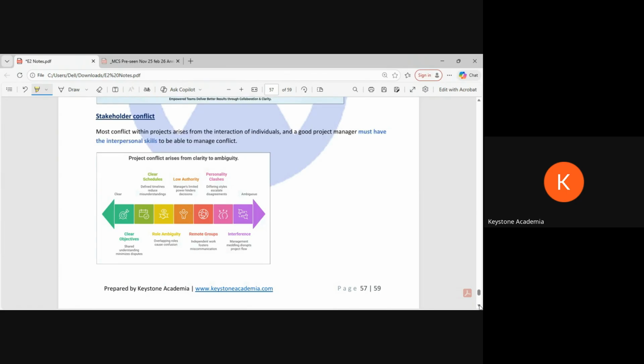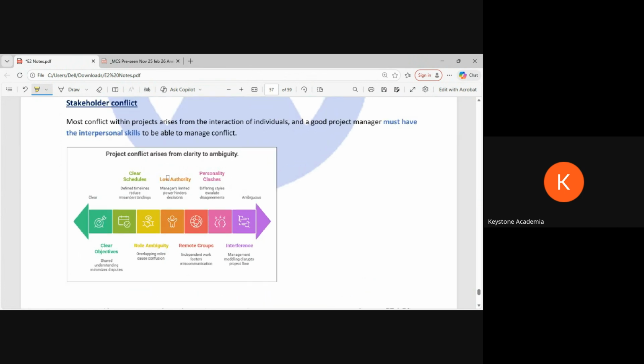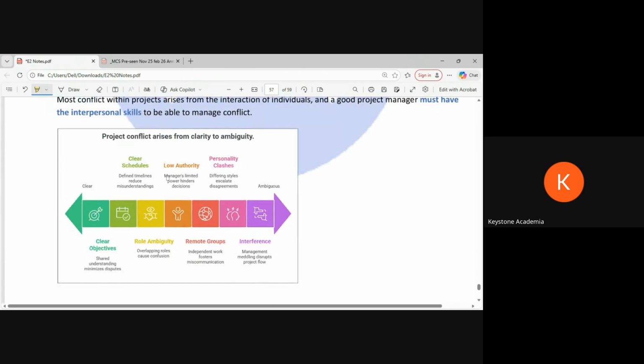Then managing stakeholder conflict. How do you manage stakeholder conflict? We understand their power and interest. This can be important. What are the must-have interpersonal skills? What you should have as a project manager? Clear objective. What is your end goal? You should envision what you are trying to achieve. Clear schedules. Which day? What is the deadline? Role ambiguity. Overlapping roles cause confusion. That should not be there.